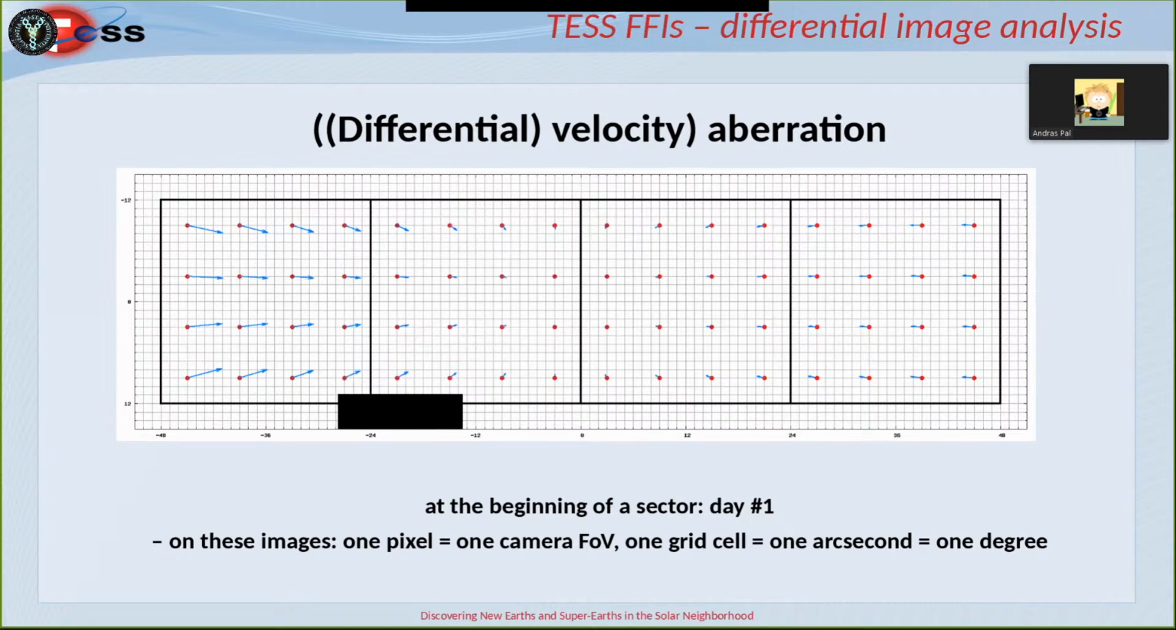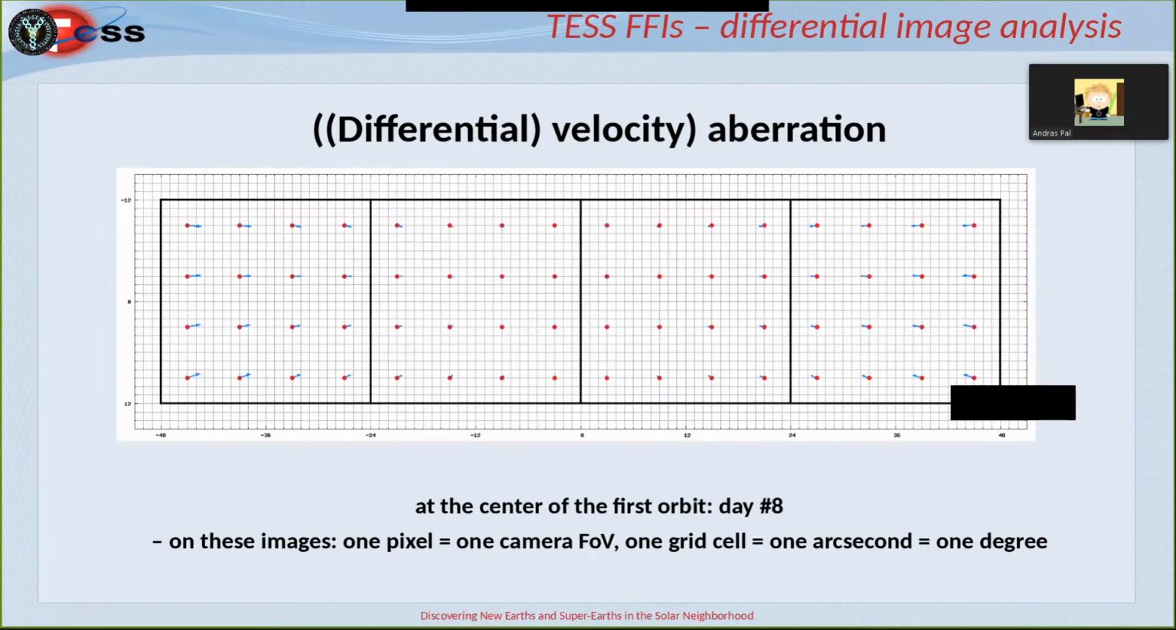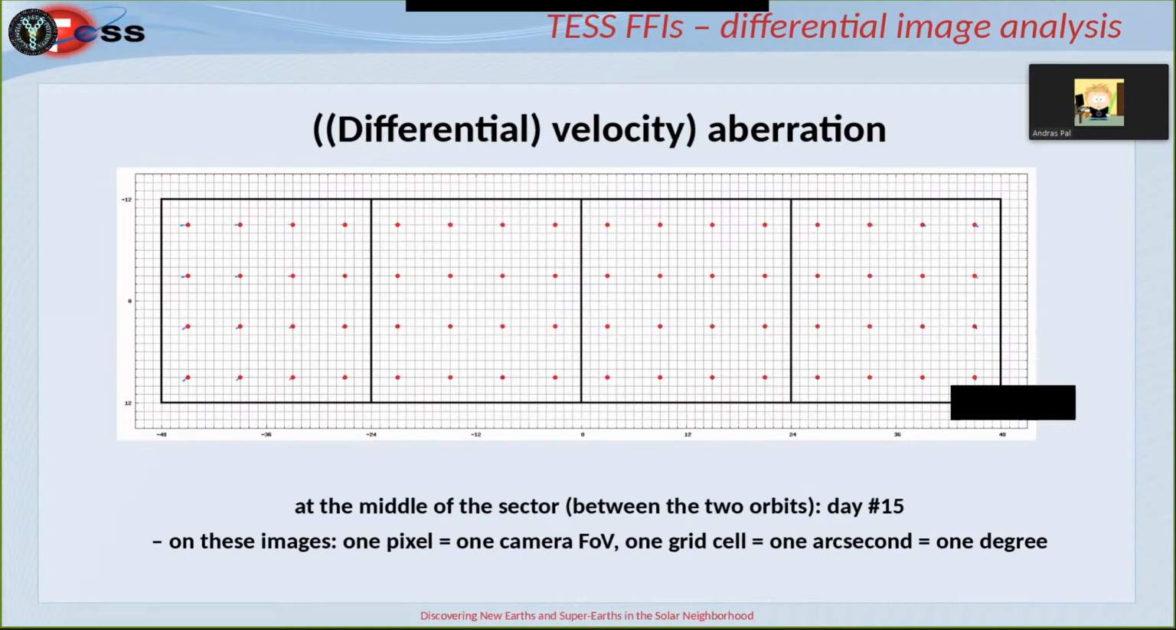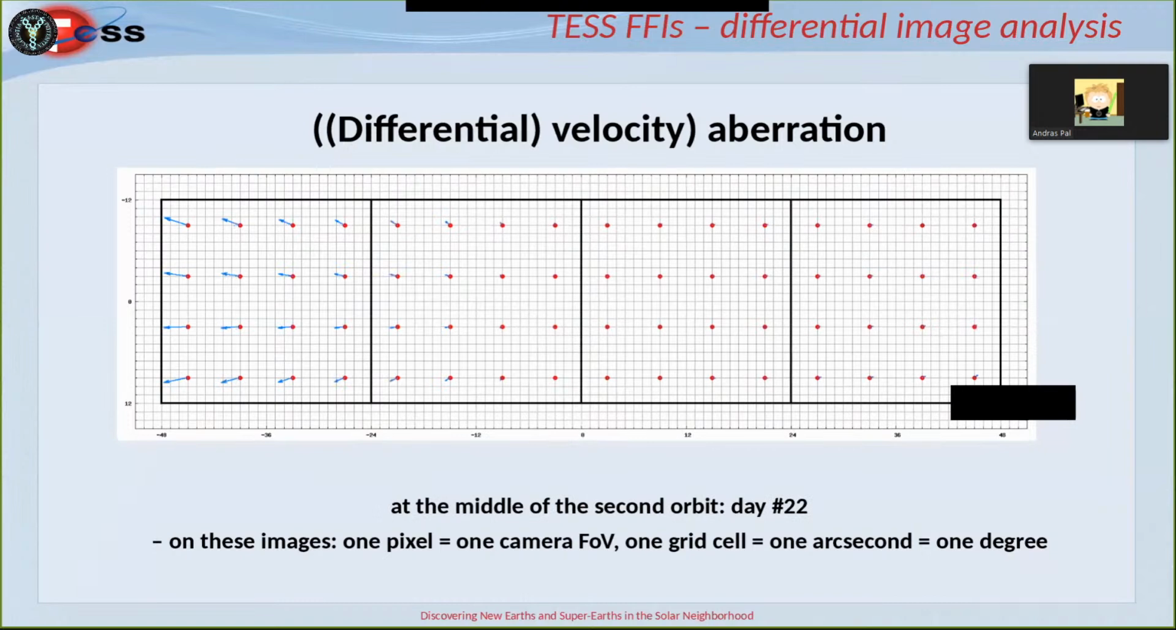Which means that, as you can see at the beginning of the sector, day 1, the difference is on the order of 3, 4 arcseconds, which is roughly 1/5 of a pixel. Here, there is also a non-negligible difference, which is on the order of 1 arcsecond. And if you go on, let's say day 8, the difference is smaller. At the center of the observation time it is negligible, and then it goes to the other direction.